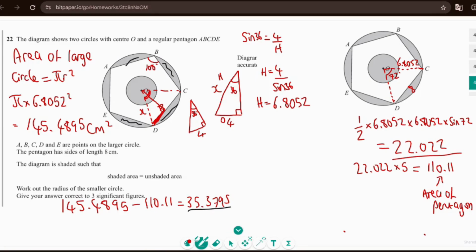So I know that 35.3795 plus pi r squared, because that's the area of the smaller circle, is equal to the pentagon minus pi r squared, because the unshaded area is just the pentagon minus the little circle. So I just need to make r the subject now. I'm going to add pi r squared to both sides, which gives me 2 pi r squared, and I'm going to subtract 35.3795 from both sides.